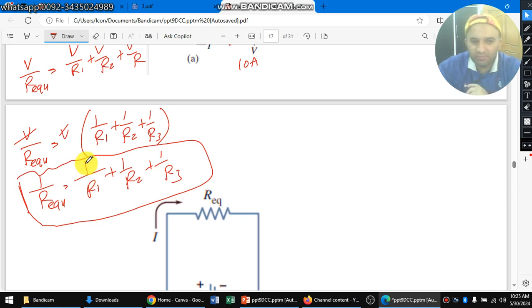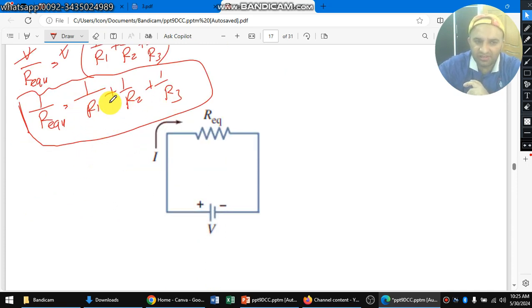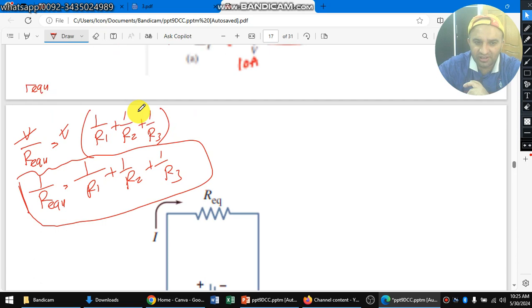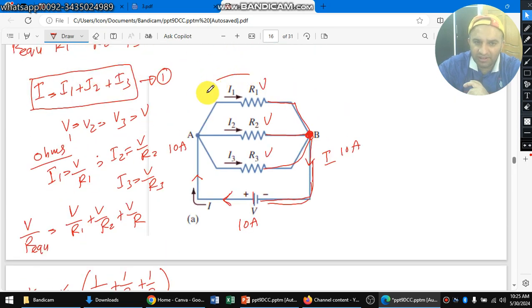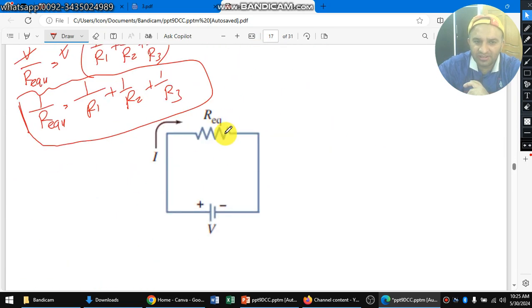So we can just put these values in if we have different resistances, so that the total combined, or equivalent, resistance of all these combinations is R equivalent. Then we can find R equivalent, and then we can find current or voltage, anything, from this formula.